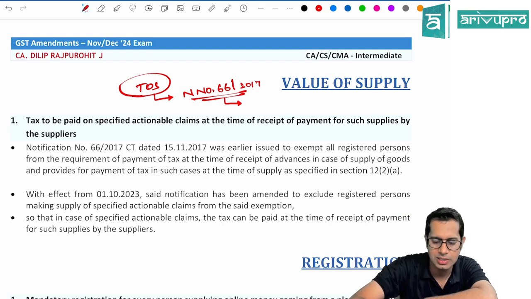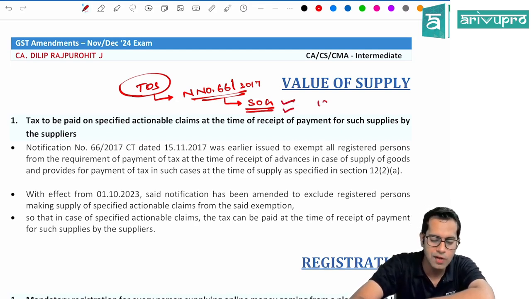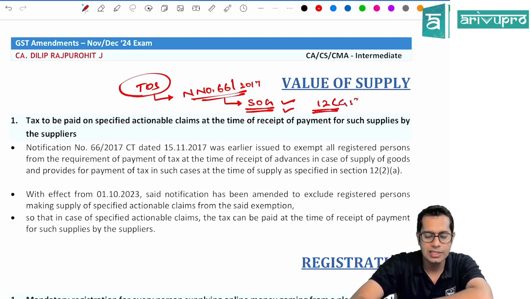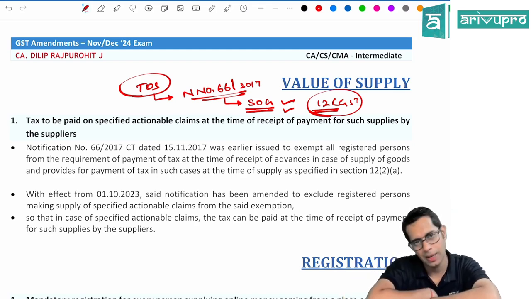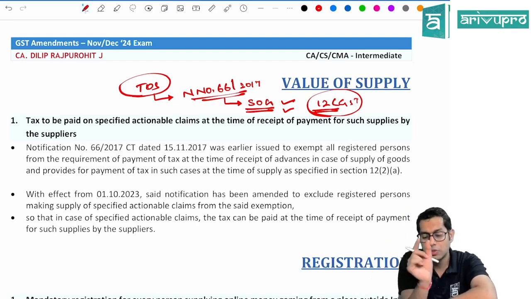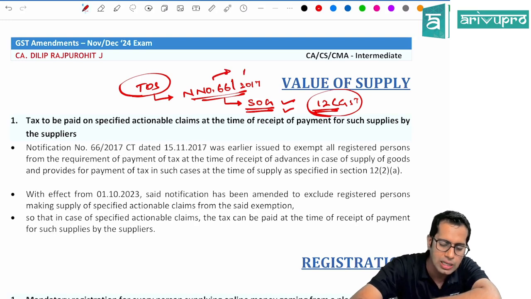Normally when we studied this notification, we understood that this notification is applicable only for supply of goods. Only in case of supply of goods, wherever provisions of section 12 of CGST Act is applicable, only for that this notification number 66/2017 is applicable. However, one small change they have made in this notification.